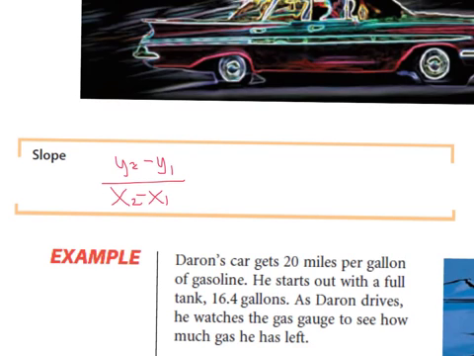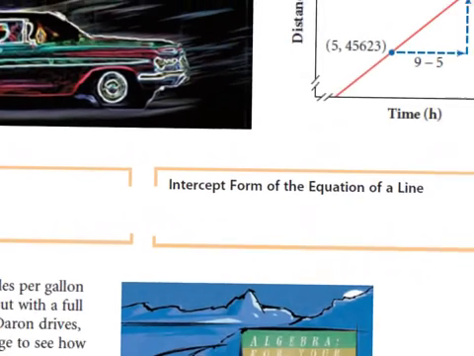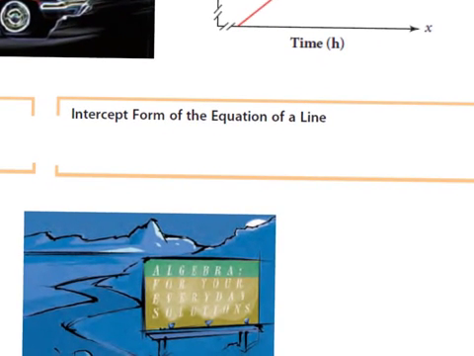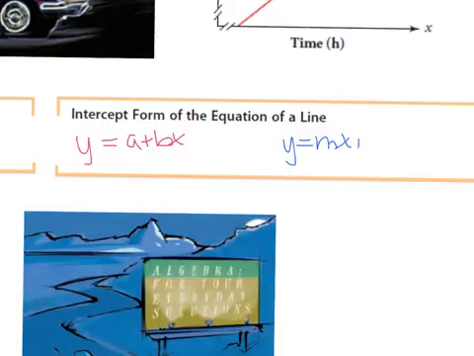And once we have our slope, we can write an equation in intercept form. And there's two ways to think about intercept form. You might see it in your book written as y equals a plus bx. Or you may have learned it in the past as y equals mx plus b. Both forms give you the same information.